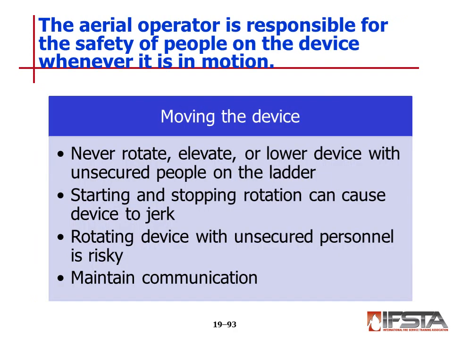The aerial operator is responsible for the safety of people and device when it's in motion. Never rotate, elevate, or lower the device with people on the ladder unless they are securely attached to a structural feature of the ladder using an approved safety ladder belt and tether. Starting and stopping rotation can cause the device to jerk, making it more difficult for personnel to hang on. Rotating the aerial device with unsecured personnel on the ladder puts their lives at risk.